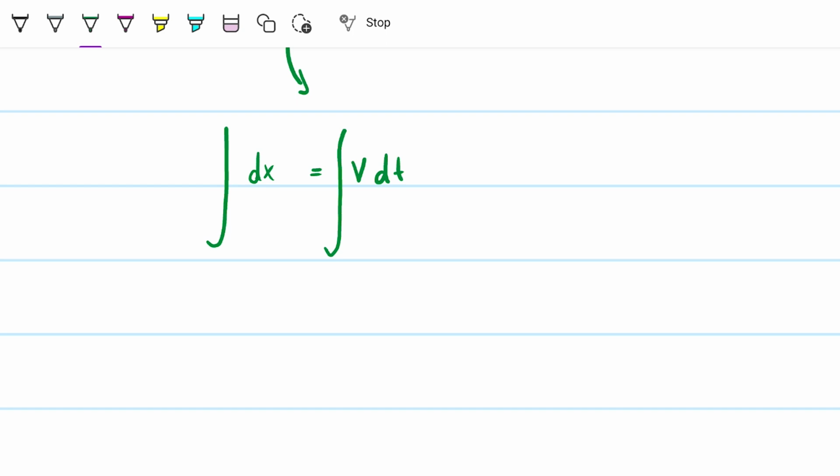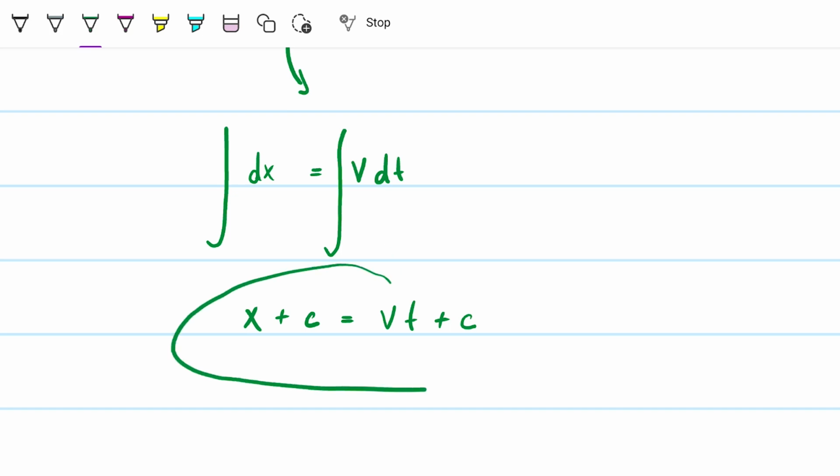So let's start with the general one. The general one is going to say that the integration here is going to be x plus a constant, and on the right-hand side, the integration is going to be v times t plus a constant. But there's a very big but here. This integration is only true if my velocity is not a function of time. Because if it is a function of time, then this is not true. So let's write that down because this is super important.